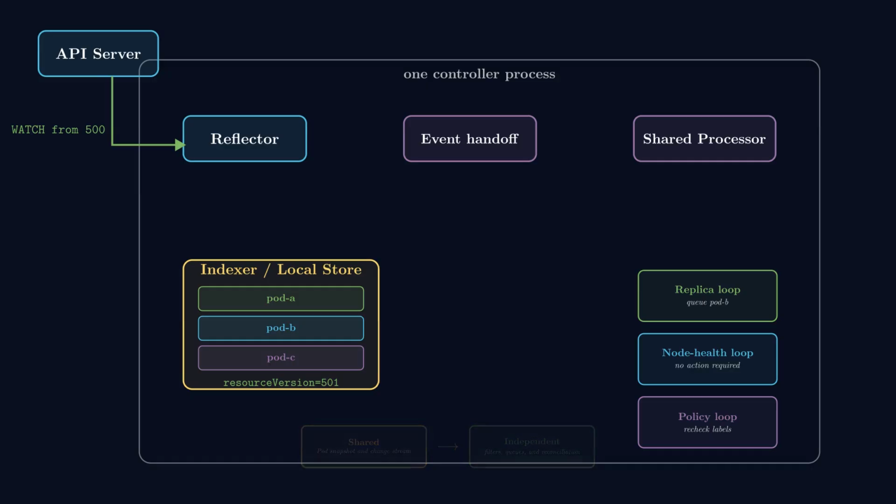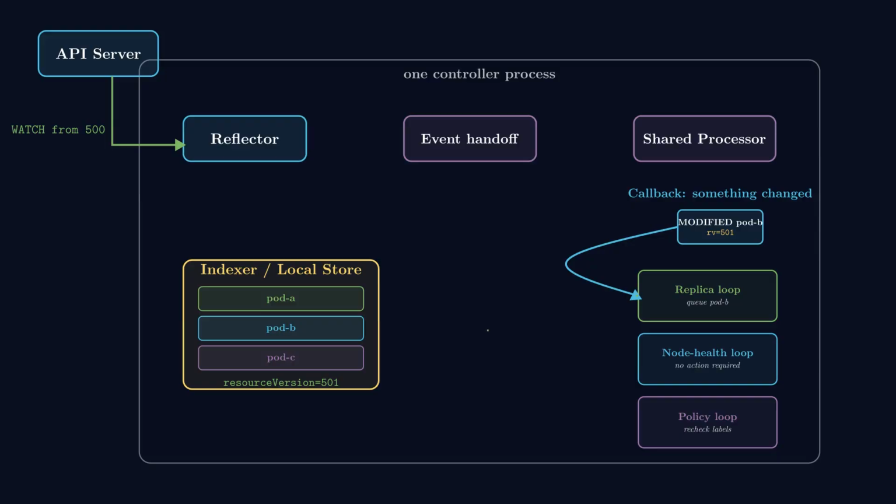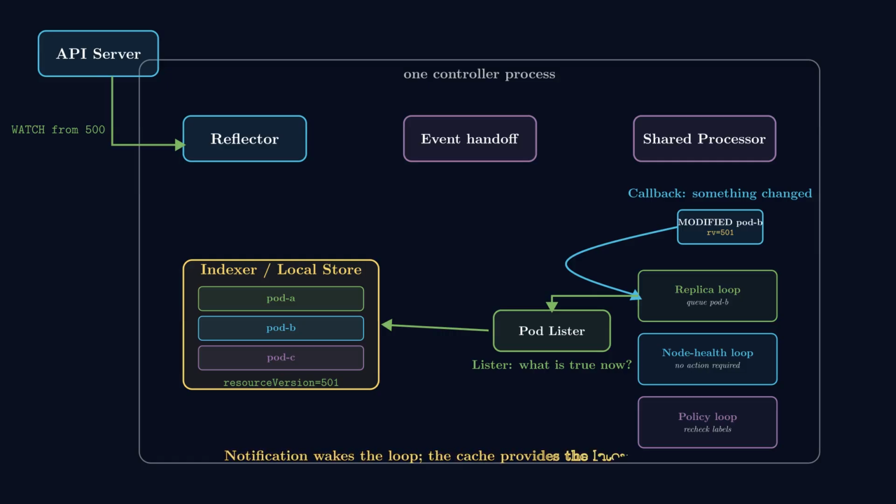There is another useful point to note here. The event callback tells the controller that something has changed, and when the controller is ready to reconcile that, it can read the latest version of that object from the shared cache. This is required because several updates may arrive while the controller is still busy with earlier work.